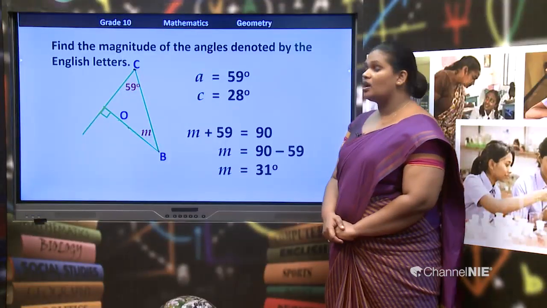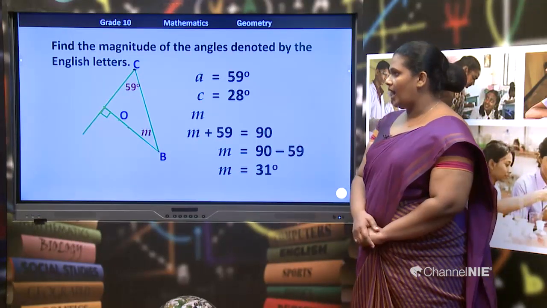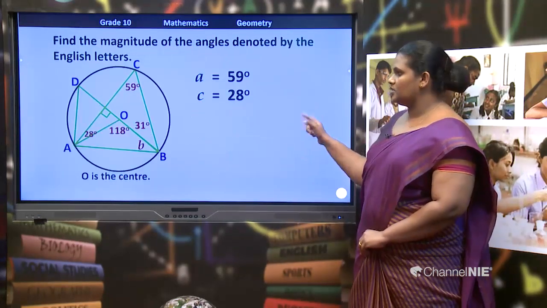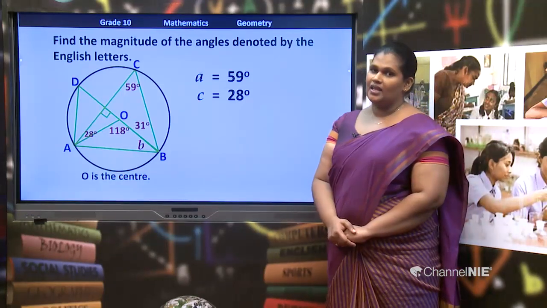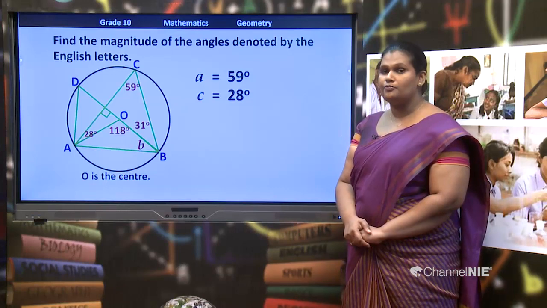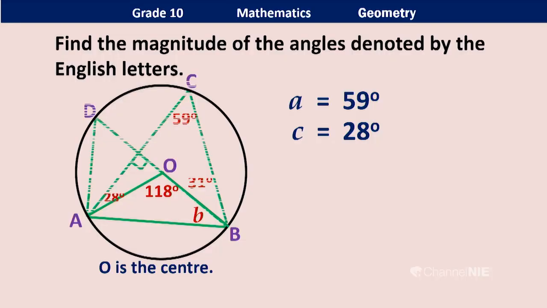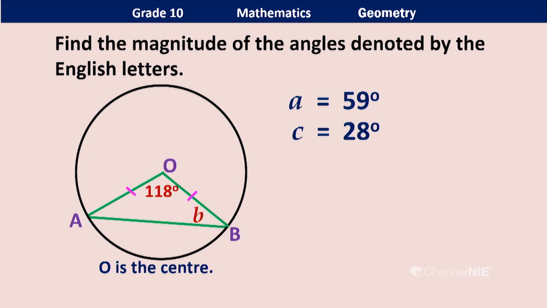Right. Now, we have got the value of A, C and M. So, I will substitute the value of M as well. So, finally, we have to get the value of B. Therefore, we will take another part. Right. Now, here we can see AOB triangle and it is an isosceles triangle. Why is that? AO and OB are radii of the same circle. Therefore, AO is equal to OB. That means AOB is an isosceles triangle.